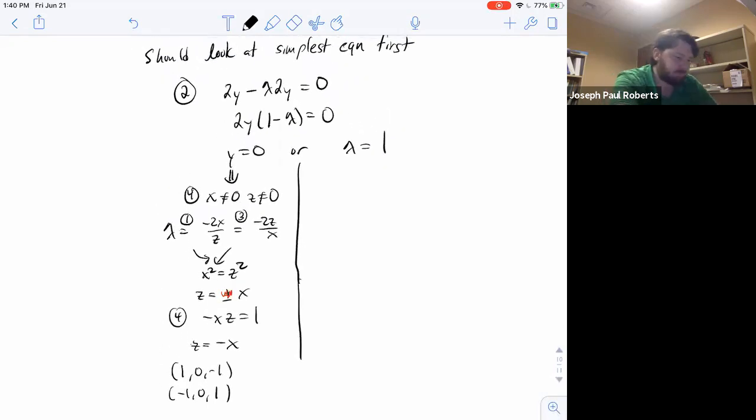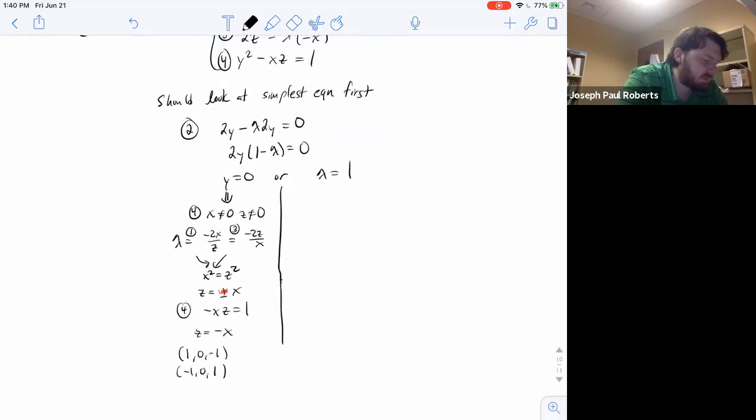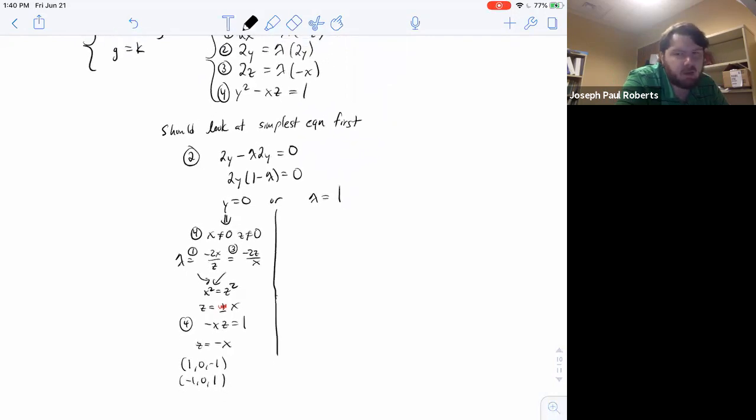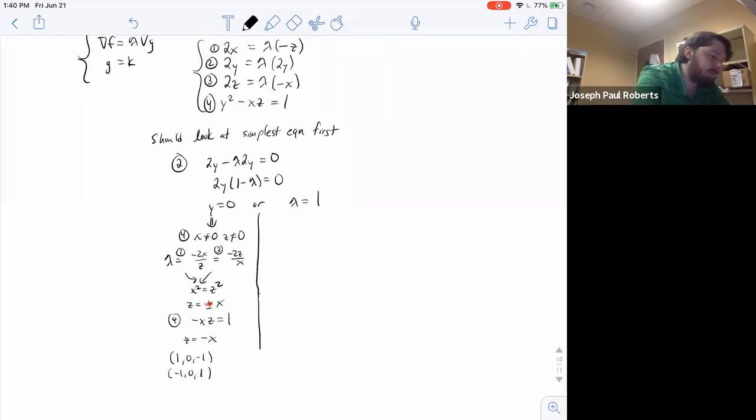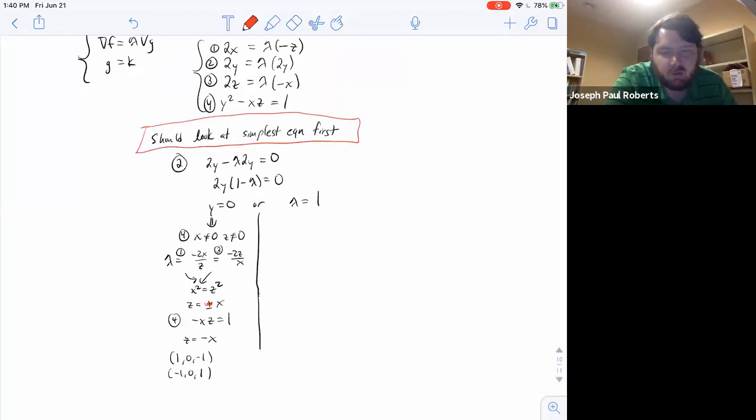Okay. Yeah, this is definitely an easier way of organizing it. So my rule of thumb: look at the simplest equation first. I should have done that because the second equation was the only one with two variables only, y and lambda.